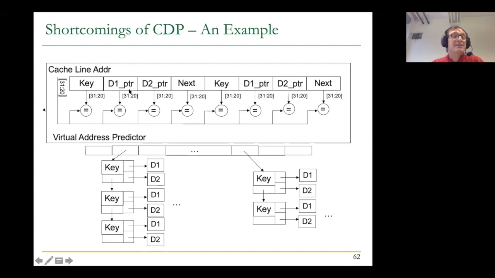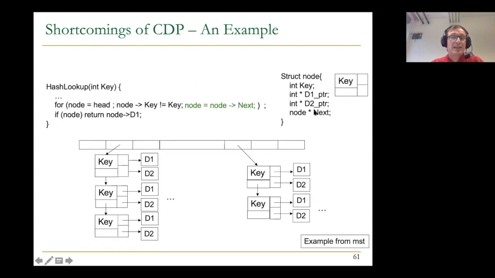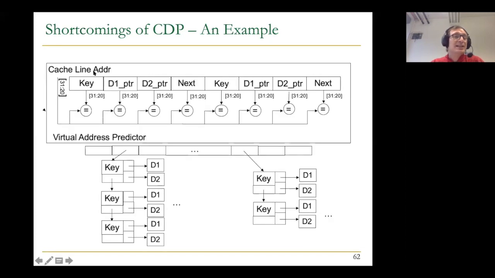You have the key, you have the D1 pointer, D2 pointer. These are the two data pointers that you have. And then you also have the next pointer. So clearly, key hopefully is not a virtual address, but these three are pointers. So in a cache block, you have 6 pointers over here. So if you use the vanilla or proposed content-directed prefetching algorithm, you may get a match on all of these 6 pointers, right? Whenever you get the cache block, you have 6 pointers, and you prefetch 6 pointers.